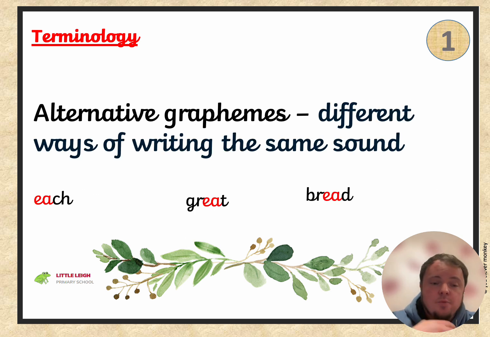Alternative graphemes. So this is where you have different ways of writing the same sound. Your children are currently looking at a lot of alternative graphemes. So I've got an example here where you have the EA digraph, but you'll notice they're including different words where they have different phonemes. So for example, you have "each" here where the phoneme for this grapheme will be E, but then here, "great", the phoneme for this grapheme is A, and then finally for this one here, the phoneme for this grapheme is E. So children start to learn that there are some graphemes where they have alternative pronunciations.